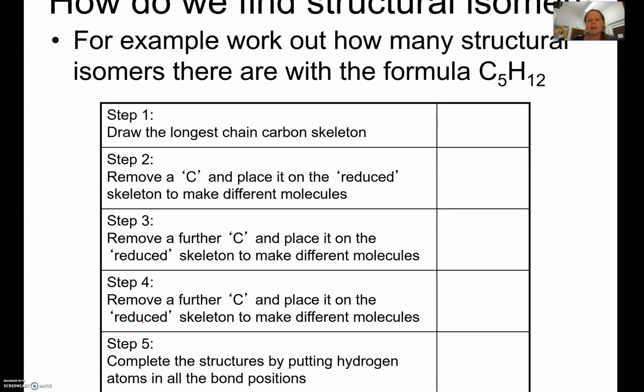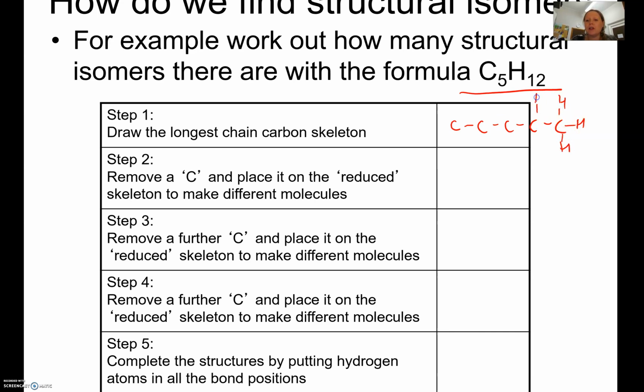Cool. Okay, so how do we find structural isomers? There is a technique here. The task that I'm setting is to work out how many structural isomers there are with the formula C5H12. The best piece of advice is to first of all start by drawing the longest chain. So if we were to draw the longest chain of C5H12, I would just put 5 carbons all in a row and then add in the hydrogens.